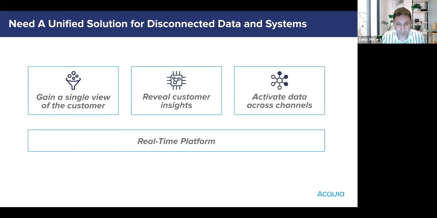Okay. So just as a summary, gaining that single customer view, we're starting to bring those technologies together. So rather than looking at a customer in your campaign automation tool or your personalization tools individually, you're starting to look at them in one place now. You're now revealing those customer insights in a unified way, but most importantly, and our differentiator, is activating across those different channels, those execution points, all in that real-time platform.